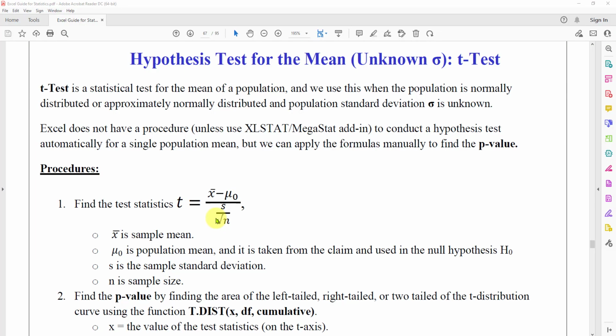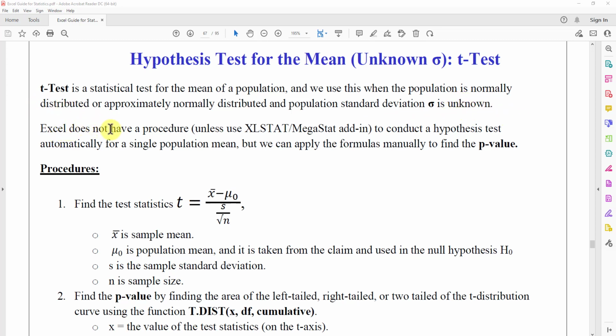In this video, we'll learn how to use Excel to perform hypothesis testing for the mean when sigma, or the population standard deviation, is not given. We have to use the t-test in this case. The t-test is a statistical test for the mean of a population, and we use it when the population is normally distributed or approximately normally distributed and the population standard deviation sigma is unknown, it's not given.